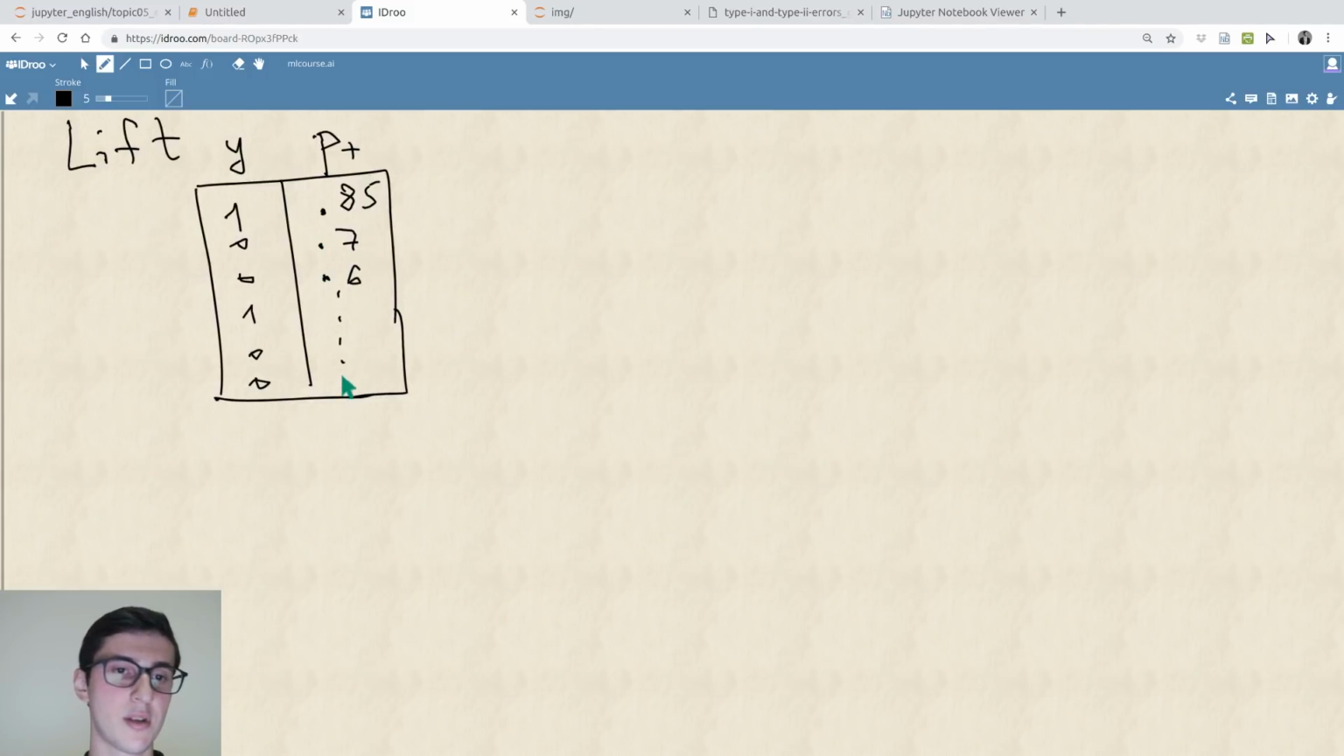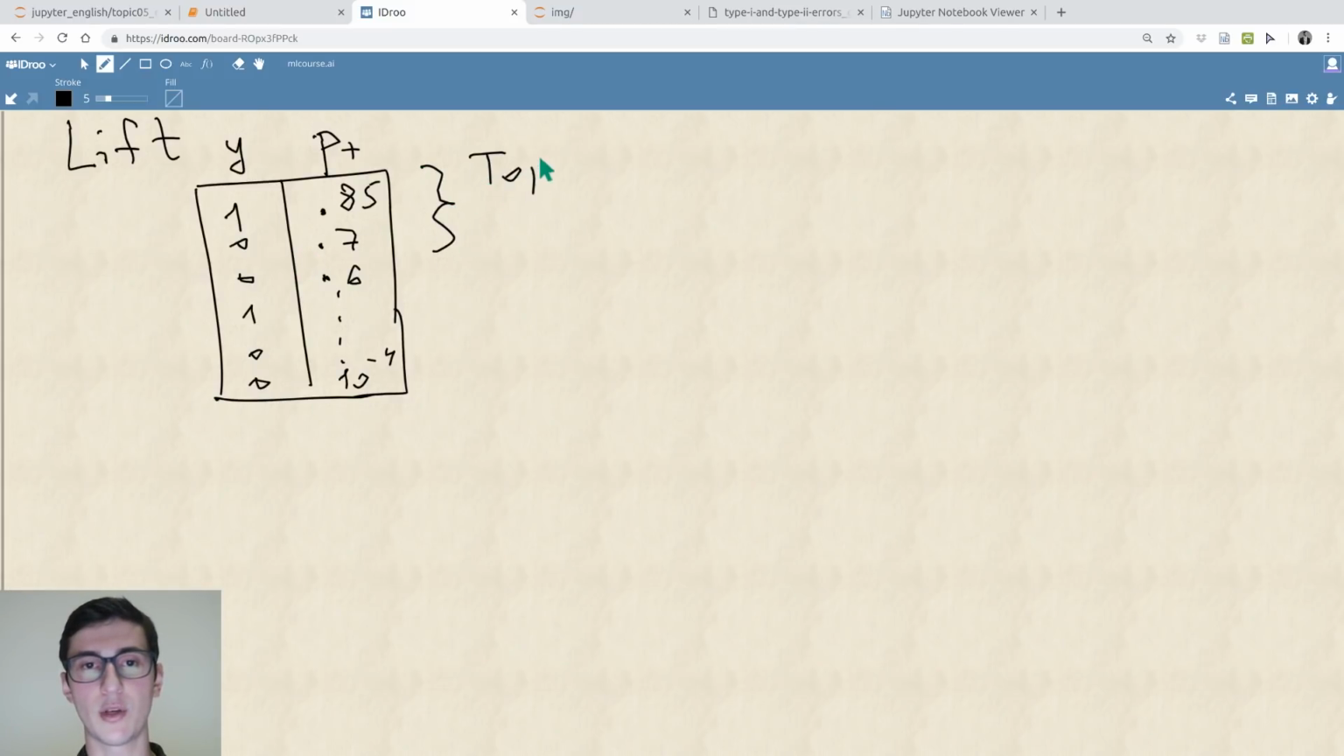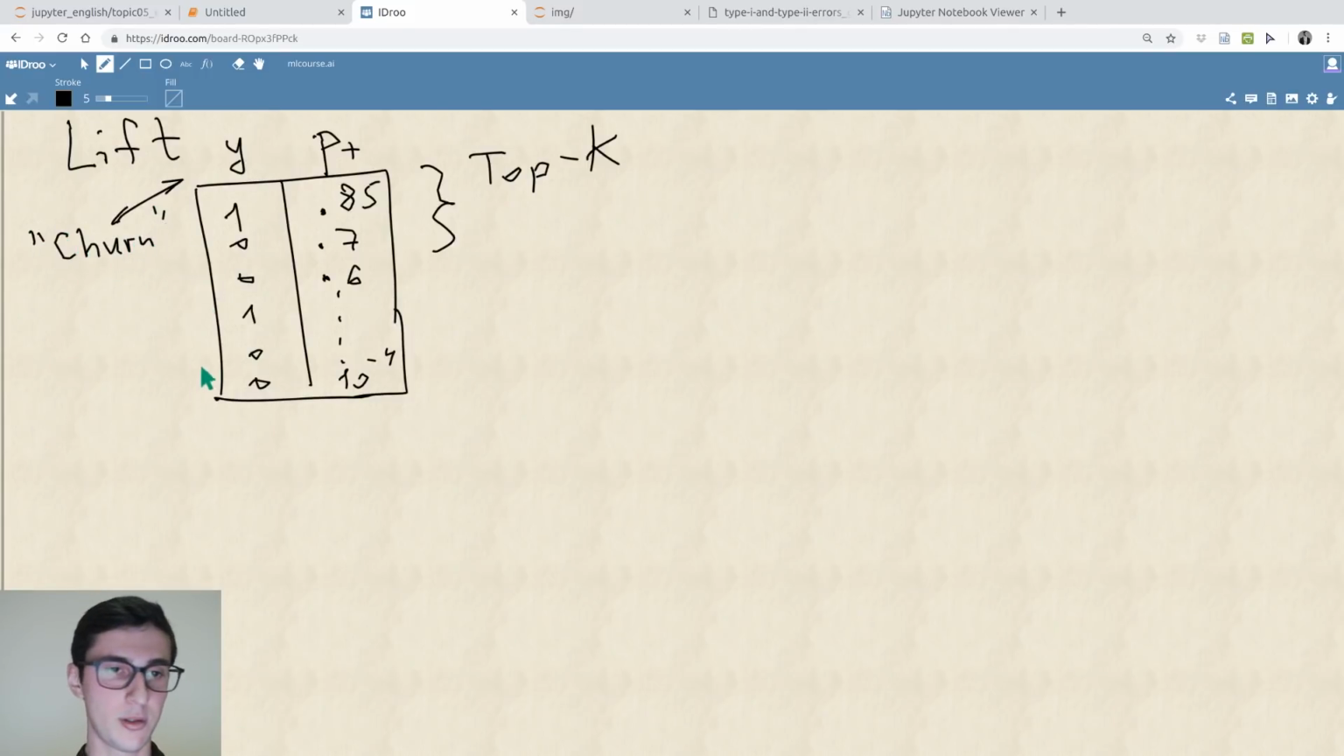Okay, so we've got this scoring, and actually we're interested in the top of this rating. Let's take a look at the top K values. So suppose we're solving some task like predicting churn, and these labels and predictions will correspond to churn. Actually, I'm not interested in the whole data set. I think you'll be interested in the top K positions, and maybe K equals 100 or something else. So just take a look at the top of this rating.